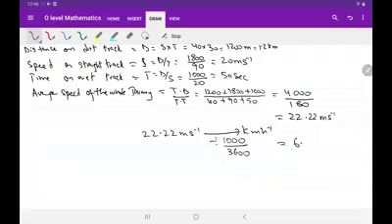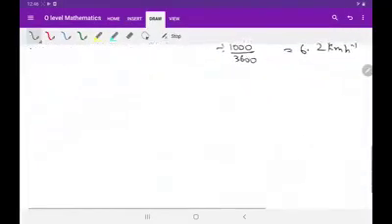The next task in kinematics is to prepare distance time graph.